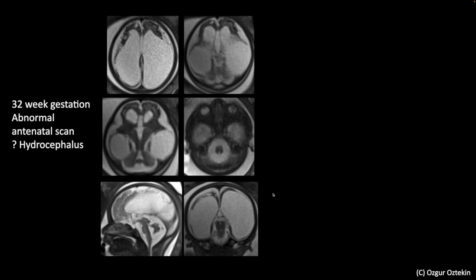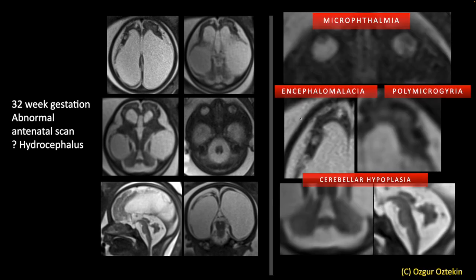With that, to our first case, and I thank the contributor for the case. This was a 32-week fetus who on the previous ultrasound had query of hydrocephalus. You can appreciate that there is severe enlargement of the ventricles, cortical thinning, focal cystic lesions predominantly in the frontal lobes, possible malformation on the left frontal lobe, reduced dimensions of the orbits, and reduced dimensions of the posterior fossa structures. On zoomed in images, you have microphthalmia, focal encephalomalacia with cortical thinning, some degree of polymicrogyria, and cerebellar hypoplasia.